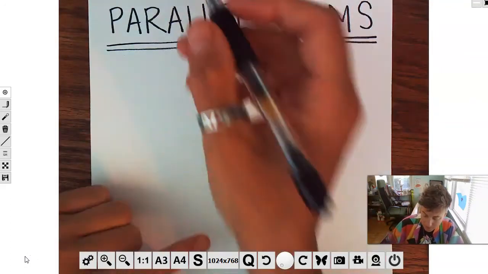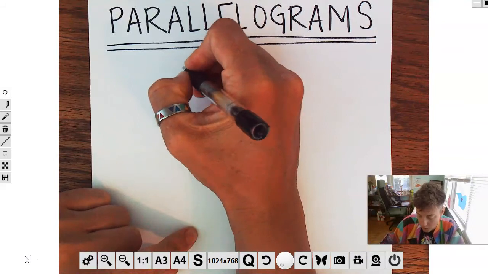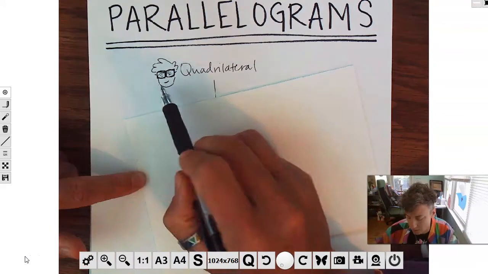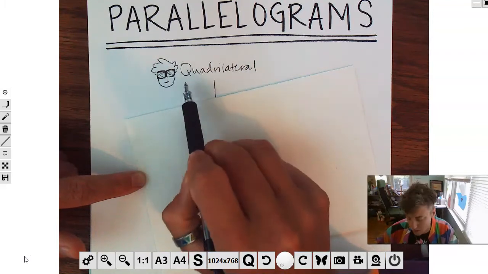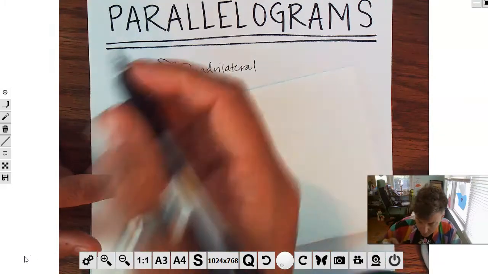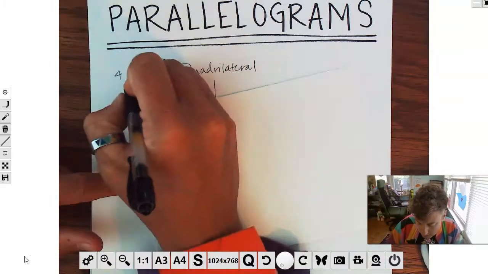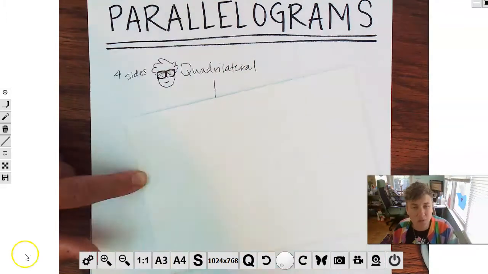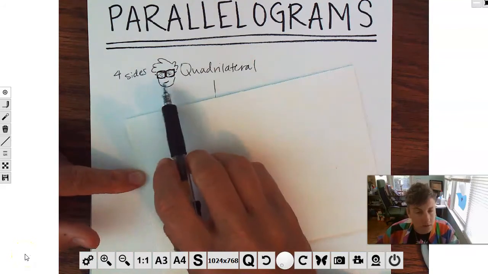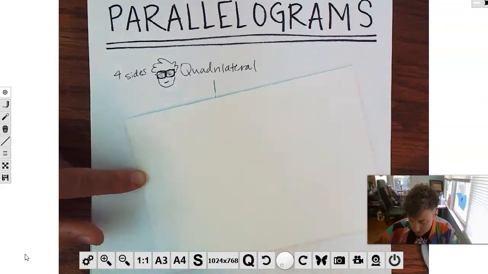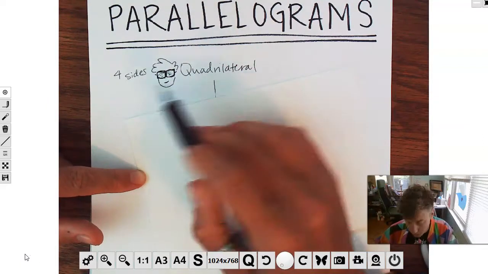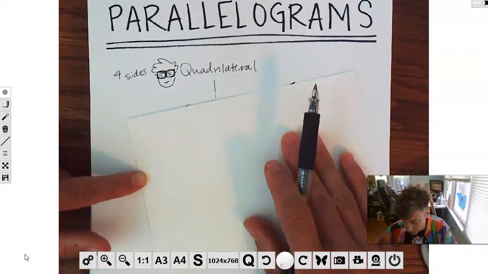Parallelograms came from Grandma Quadrilateral. Now, Grandma Quadrilateral has on, as my grandma calls her, 4 eyes, because all quadrilaterals have 4 sides. Anything that has 4 sides is a quadrilateral. So says Grandma Quadrilateral. Now, parallelograms came from Grandma Quadrilateral, so they have 4 sides.